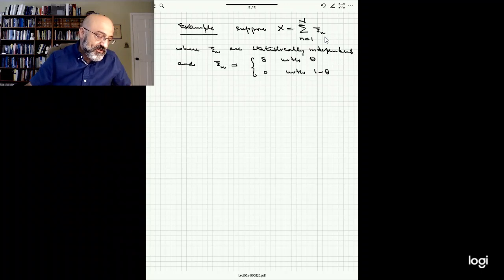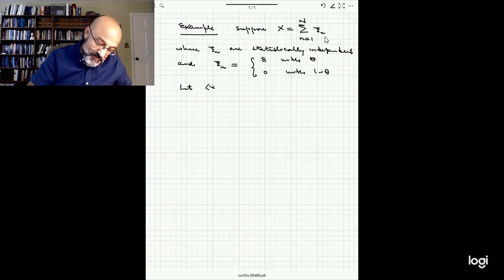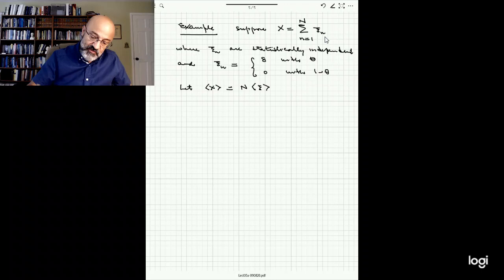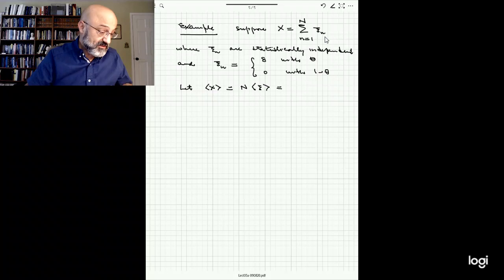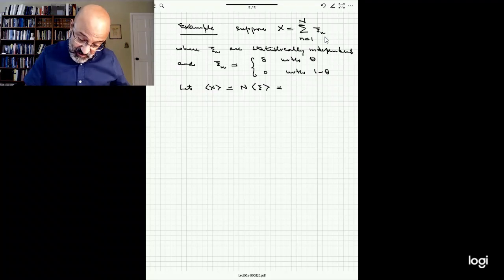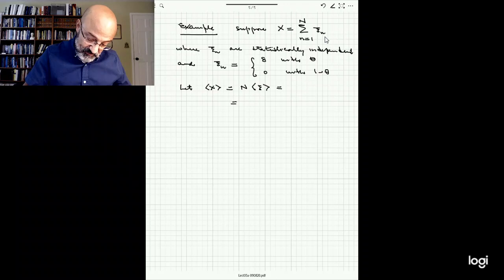So when we do that, then the expected value of x is going to be n times the expected value of each one of the c's, which in this case is going to be n.